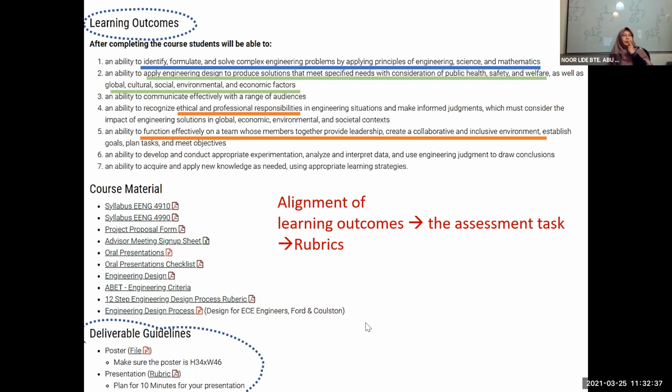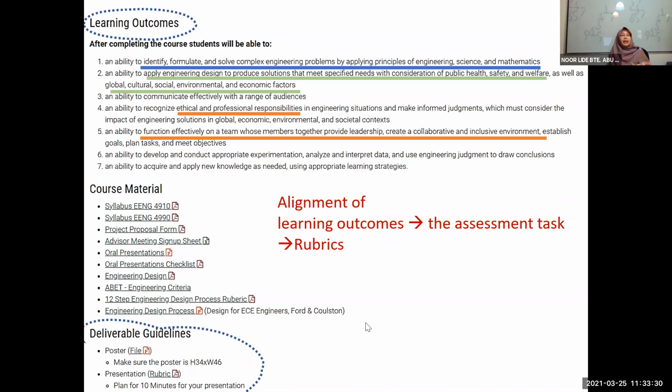Number two, they must apply engineering design and come up with solutions that meet the consideration of public health, safety, and welfare. So here you're talking about responsible research kind of thing. You're talking about ethics in the profession. Okay, and then you talk about communicate effectively with a range of audiences. So it means that it's not just a written assignment. There's some oral presentation has to be there. And then ability to recognize ethical and professional responsibilities. So this is an element of value.